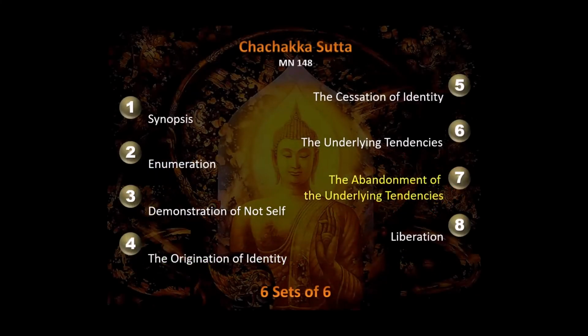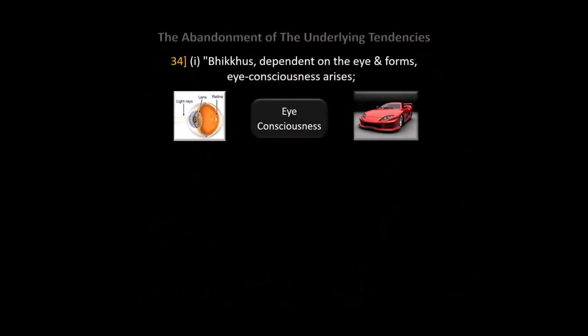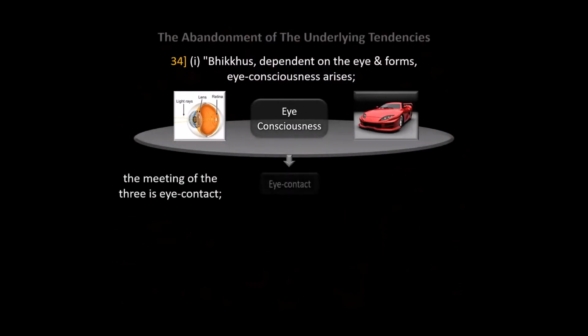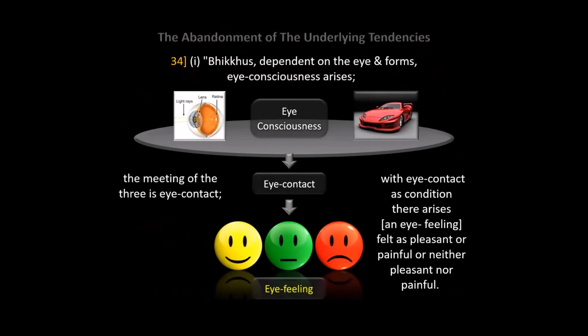Next, the abandonment of the underlying tendencies. Here we will find another way, a better way to respond to our feelings. This section will serve as a revision for many of you. Because dependent on the eye and forms, eye consciousness arises. I'm not going to read. I think by now you should all be very familiar, right? Okay, memorize if you can. What gives rise to contact, how feeling arises, and lastly, craving.